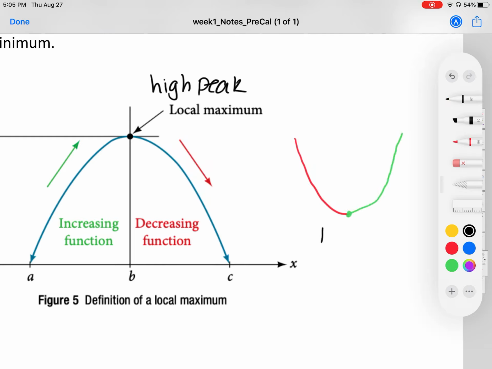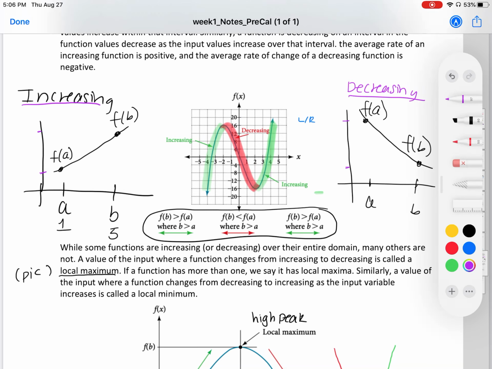So that's talking about my two pictures that I kind of drew for you here. It's talking about when it's increasing and when it's decreasing. Notice A and B is just talking about a smaller and a bigger number, but that Y is going to be a higher value or a lower value in your X and Y's.